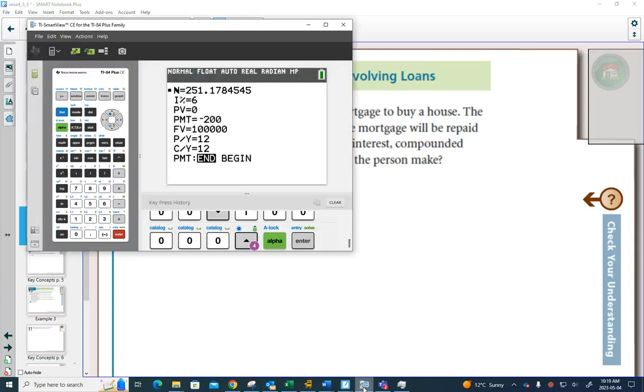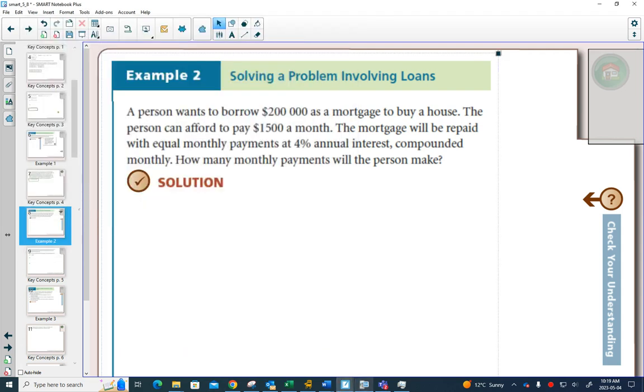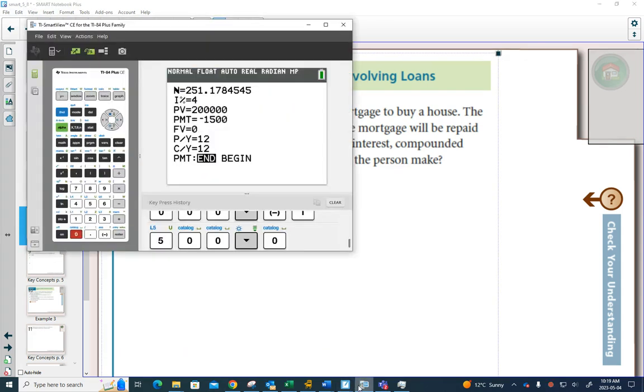So we're going to do this question on our calculator first. We don't know N. We know the interest rate is 4. You are getting the house, so it's like the bank is giving you $200,000. We're making payments of $1,500 a month. In the end, you don't want to owe the bank anything, and it's told that it's compounded monthly, and you're making monthly payments. So all of these things are the same. And when we go here, Alpha Solve, it will take you 176 payments.